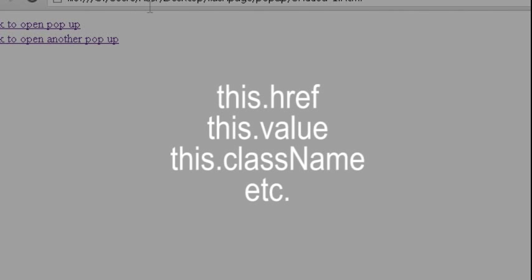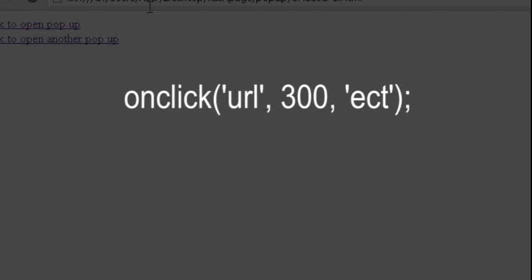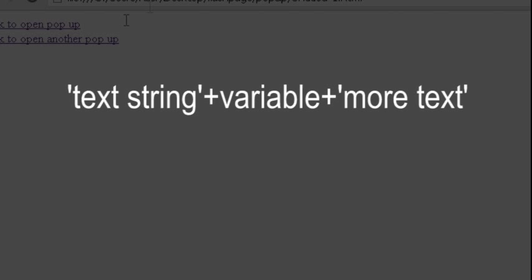What have we learned today? We learned about the this keyword, which allows us to get properties from an element and parse it. We learned how to pass multiple data to a function. We haven't done that before. And we learned to combine text strings and variables. Okay, so that's pretty good.